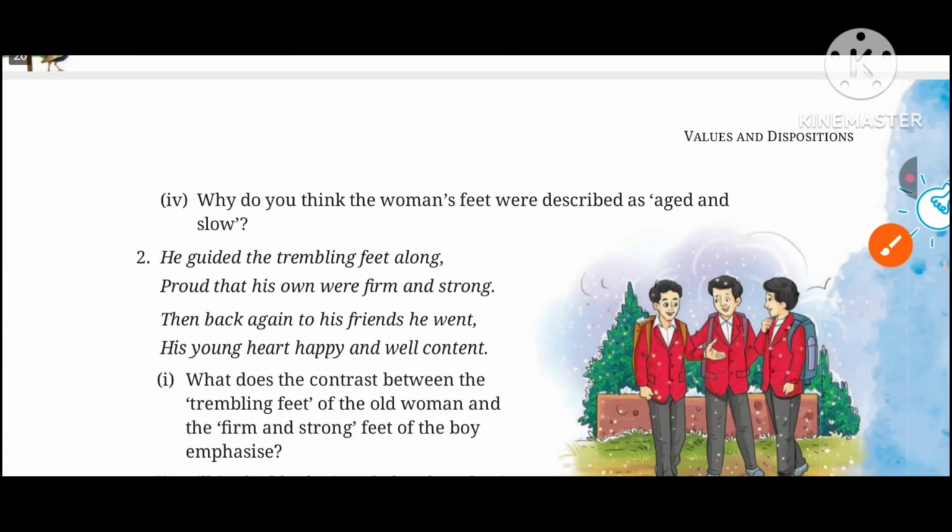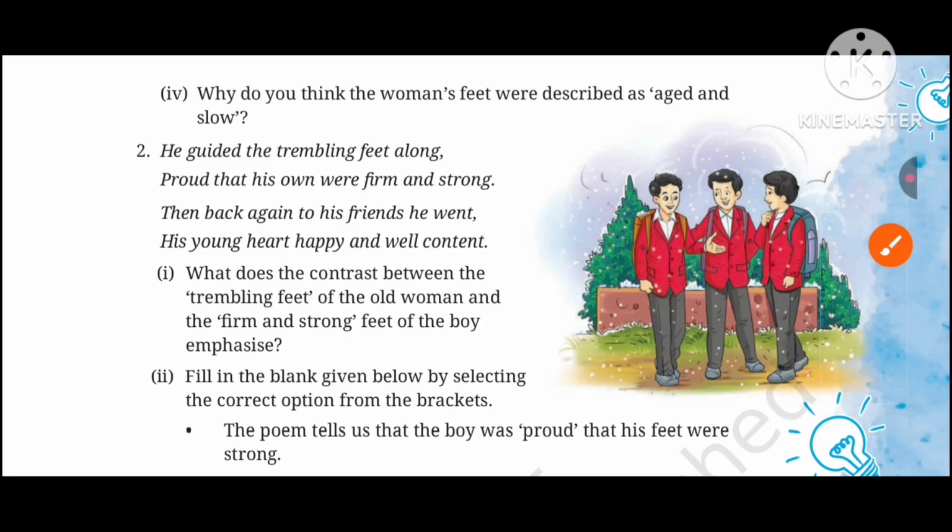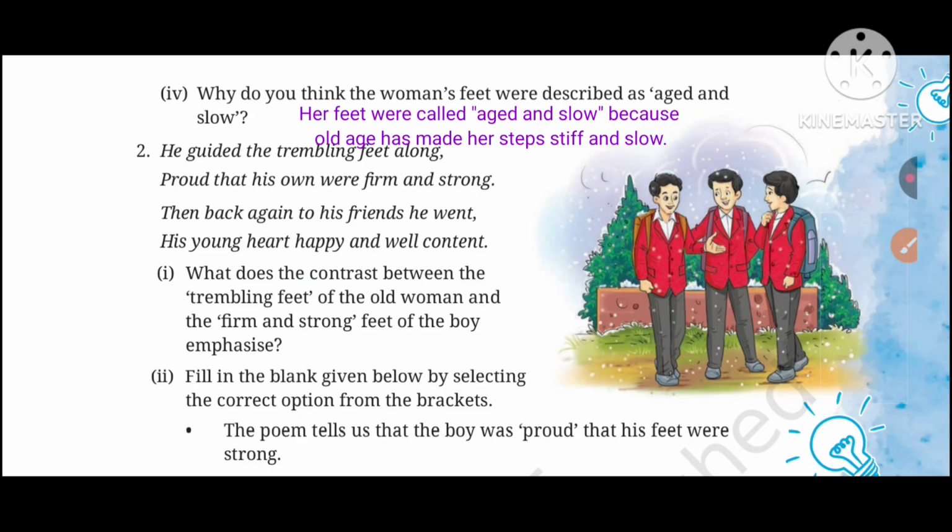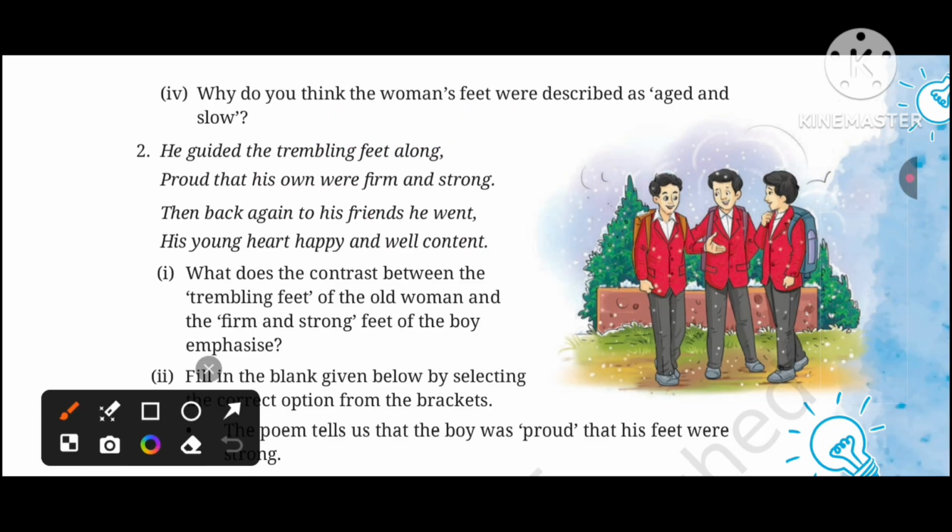Now see the next one. Why do you think the woman's feet were described as aged and slow? Her feet were called aged and slow because old age made her steps stiff and slow. Because of old age, her steps have become stiff and slow.